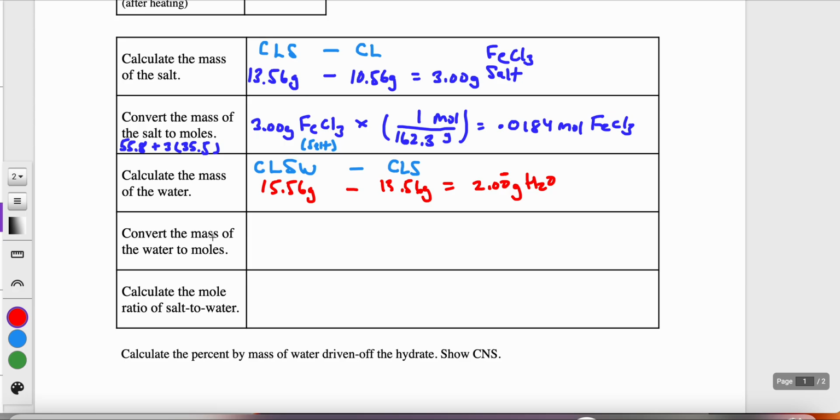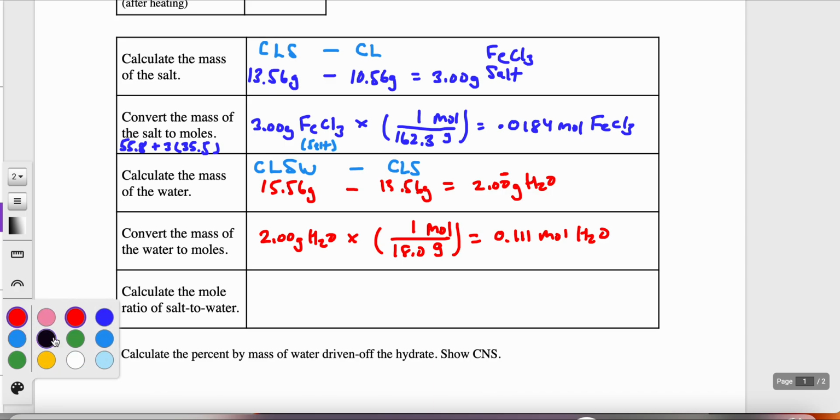Now I need to convert the mass of the water to moles. So I know that I have 2.00 grams of water. I need to go from grams to moles. 1 mole of water, we've memorized its GFM, 18.0. So 2.00 divided by 18 leaves me with 0.111 moles of water.